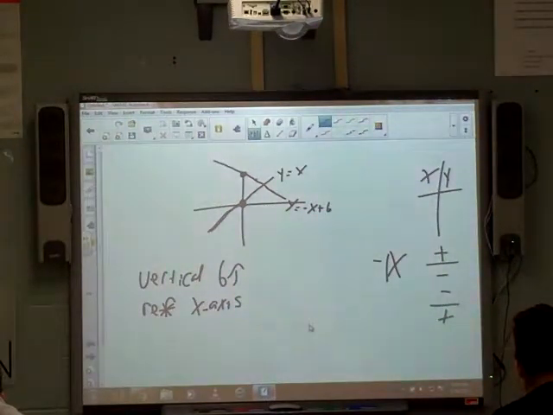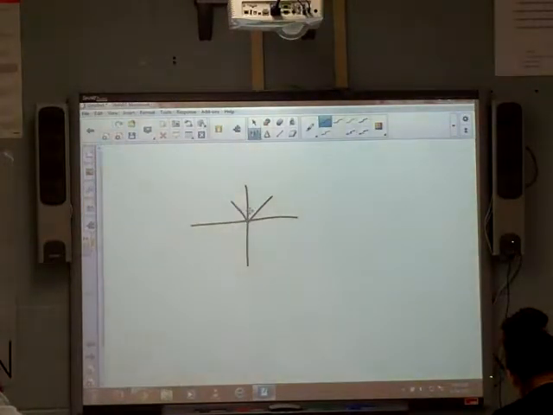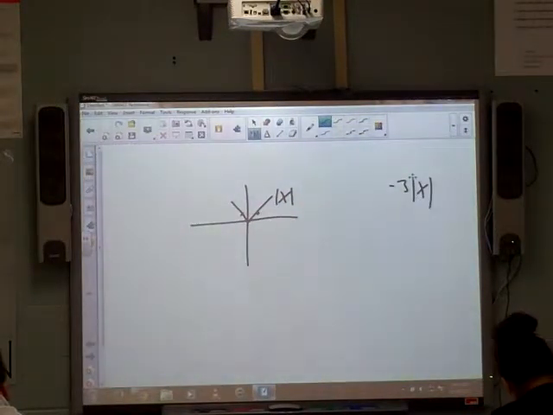All right, 14, when you get ready. We've got an absolute value graph. So I know the parent function, and we've got these in our notes. So V through the origin, and both of those go through the points (1, 1) and (-1, 1). Now I'm supposed to take that, that's just the absolute value of x, and make it negative 3 absolute value of x.